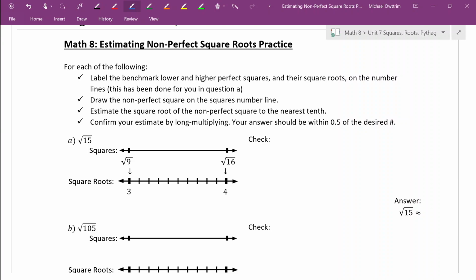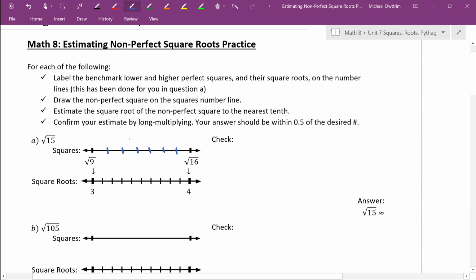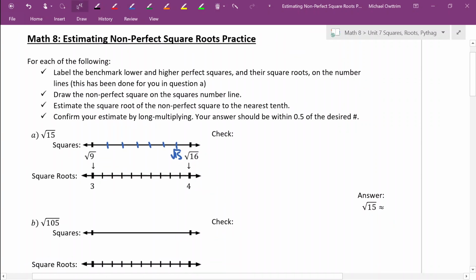Well, let's think about our 9 to 16 first off. That is a distance of 7. So if we go and add 7 ticks, we're going to be 9, 10, 11, 12, 13, 14, 15, and then 16. And we want those approximately evenly spaced as best we can. So obviously, square root of 15, this would be 10, 11, 12, 13, 14, 15 would be right here. And that's going to help us estimate our square root.